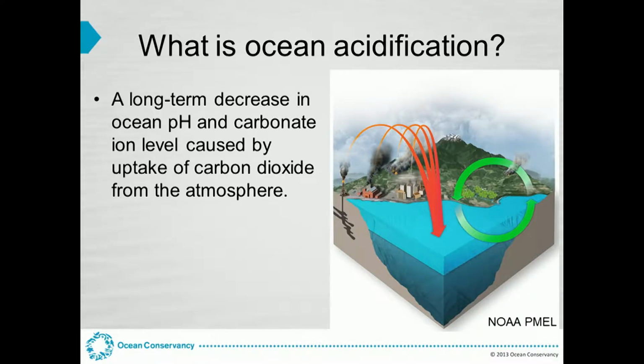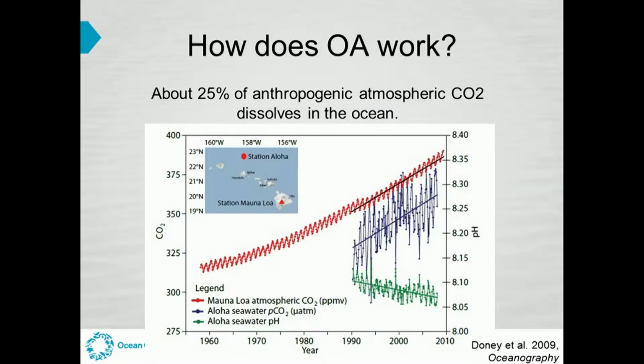So first of all, what is ocean acidification? The IPCC defines it as a long-term decrease in ocean pH and carbonate ion level, caused by uptake of carbon dioxide from the atmosphere. The IPCC definition is actually a bit broader because it also allows for other chemical additions and subtractions to the coastal environment. But the long story short is that we are emitting carbon dioxide into the atmosphere, and about a quarter of that makes it into the ocean. At the same time, there are a lot of coastal processes that cycle carbon dioxide through the coastal environment.